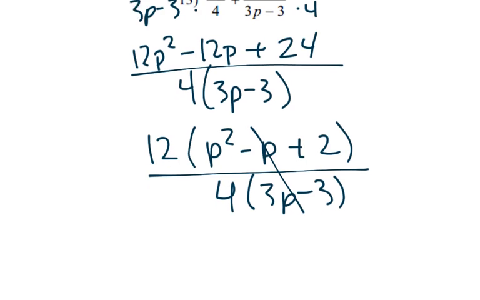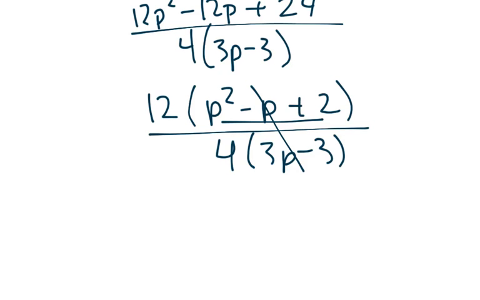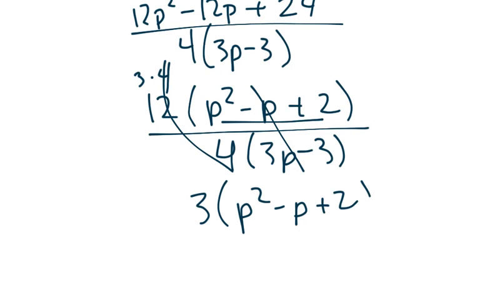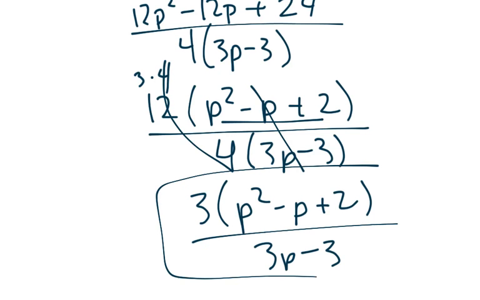Can't cancel those at all. I can't factor that without coming up with an imaginary number or something. 12, however, is 3 times 4, so the 4's can cancel. So we have 3 times p squared minus p plus 2 over 3p minus 3. And there would be our answer on that one.